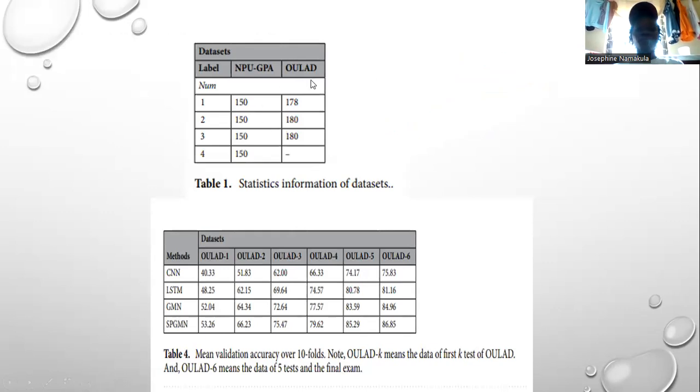So this is the statistical information of the data sets we use. This is the NPU GPA data set. This is the online data set. And you can also see here that they used the online data set alone to see the performance of the algorithms against other algorithms, and the self-paced performance network consistently outperformed those other algorithms.